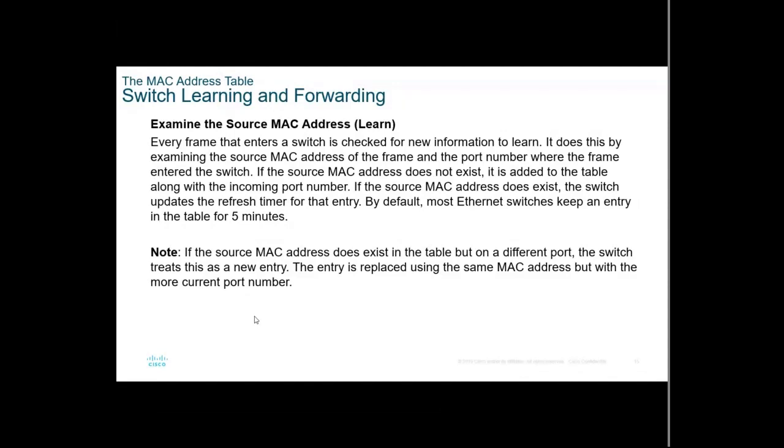By default, most Ethernet switches keep an entry for about 5 minutes. So it's not forever, it's dynamic. After a while, it just drops off, because what's worse than not having information is having the wrong information. If it drops off after 5 minutes, that's fine. The next time it communicates, we'll just learn it again.